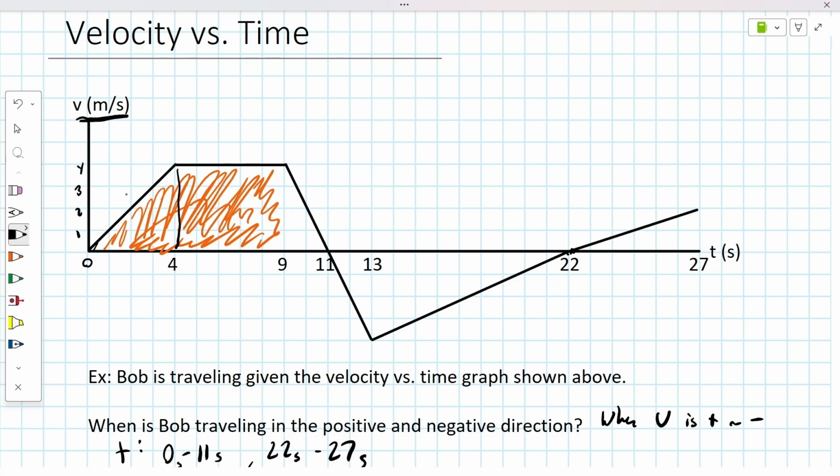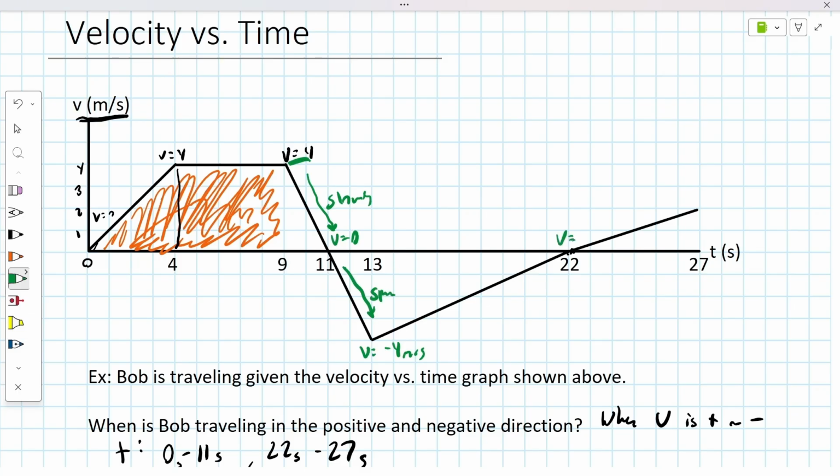So if we look at this first point, the speed starts at 0 and ends at 4. That means he's speeding up. At this point, there's no change in the velocity, so the speed will just remain constant. But from 9 to 11, he starts at 4 and ends at 0, so the speed is decreasing. But from 13, his speed is now back up to 4 in the negative direction, which means he's speeding up. So this is slowing, and this point is speeding up.